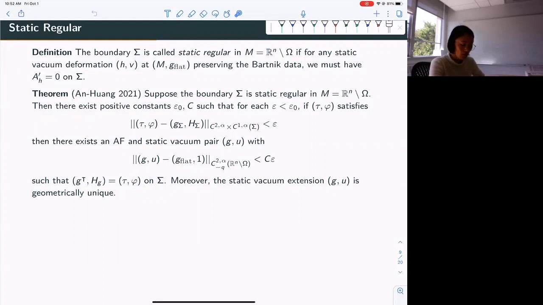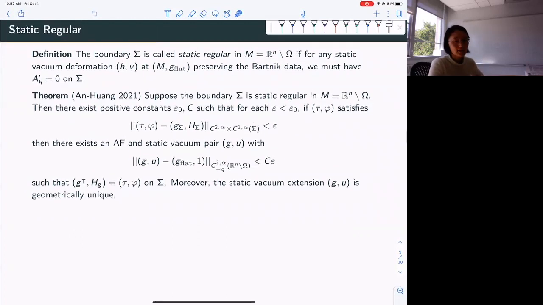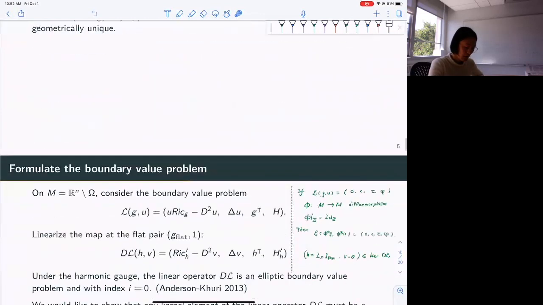Okay, that's the local existence part. Moreover, we show that this solution is unique; it's geometrically unique in the sense that if we impose a gauge condition, then this (g, u) must be a unique pair. Okay, so that's the local existence and uniqueness result for static regular boundary. Okay, so let me show you the idea of this static regular concept.